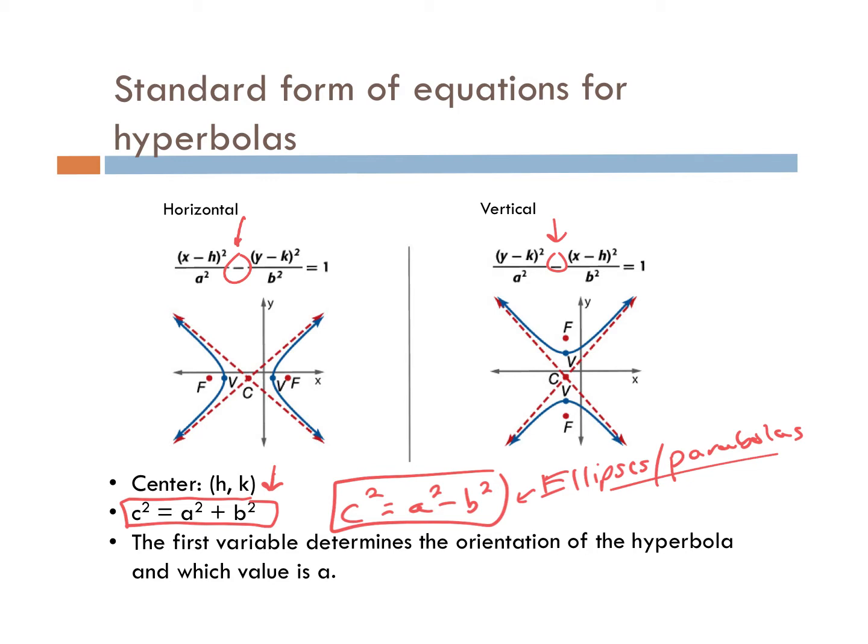And again, if you have a positive x squared term, so that it's the x minus h on top first for that first term, then it's going to be a horizontal orientation. That means it's going to open up to the left and right. But if your y squared is positive and listed as your first term, then it's going to be oriented vertically. So that means your hyperbola opens up or down.